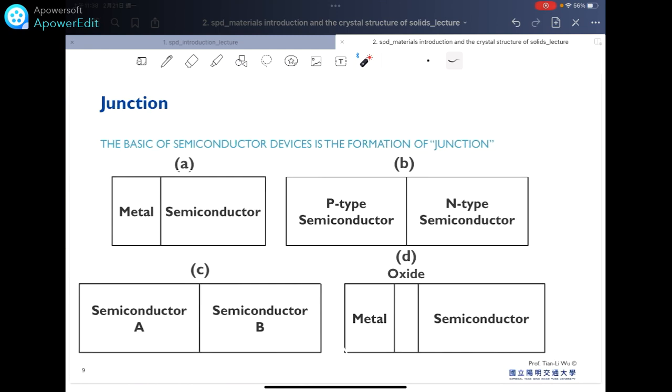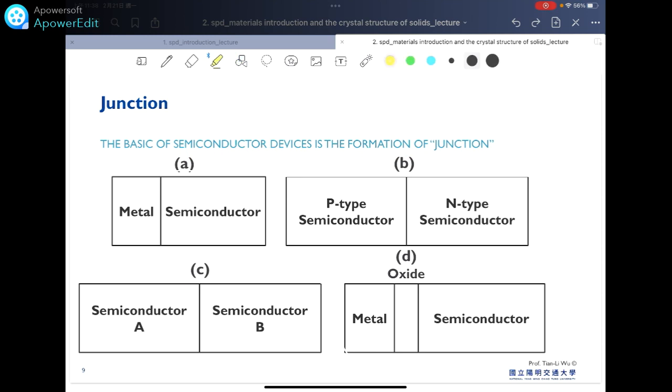Okay, so that finishes the first part of the materials here. And the second one is trying to understand the junction. Once we understand the junction, we can start to move to the device here. But considering the junction, there are four different kinds of junction that need to be understood. As previously mentioned, the basis of a semiconductor device is the formation of the junction.